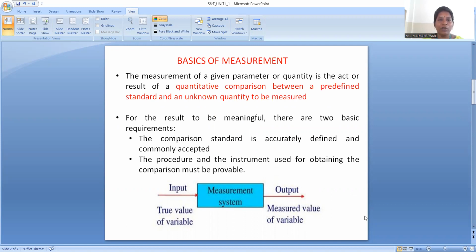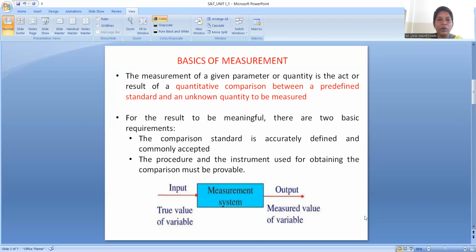What are the basics of measurement? So, what is a measurement? It is when we compare the quantity to be measured with a predefined standard, and the result we obtain is known as the measurement. And since two quantities are compared here, the result is expressed in numerical values.